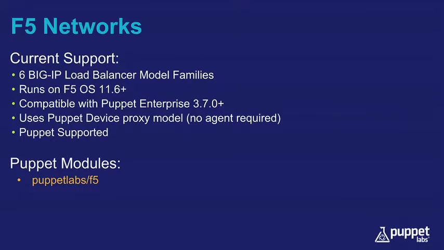Puppet Device is like a little server that you set up, and Puppet manages the Puppet Device instance, and that Puppet Device instance then proxies network-based API commands to the end device. In the case of the F5, it works over a REST API. This is something that we offer as an agentless way of controlling devices with Puppet. The F5 module is Puppet supported, and you can find it on the Forge under the Puppet Labs namespace /F5.